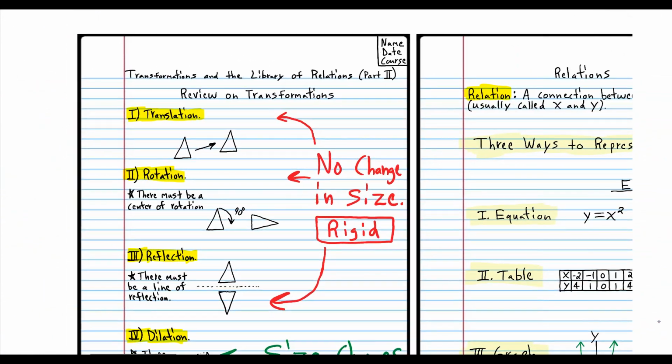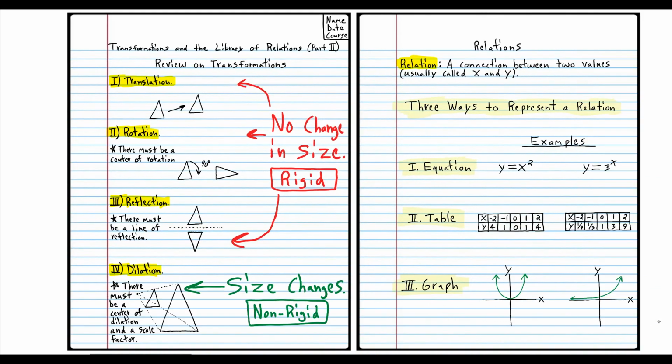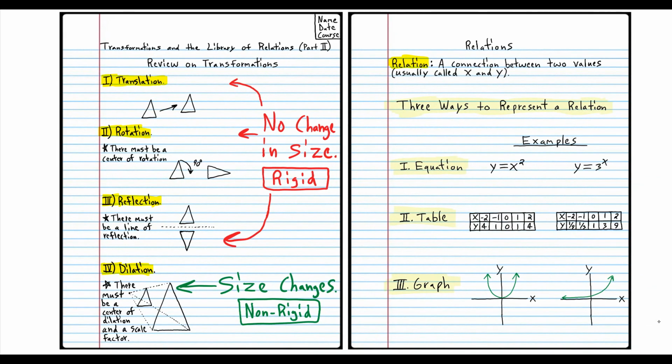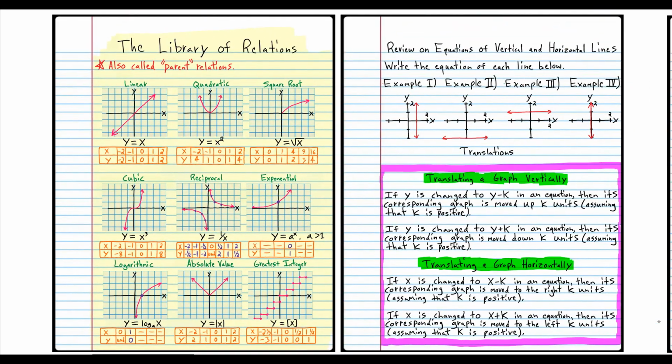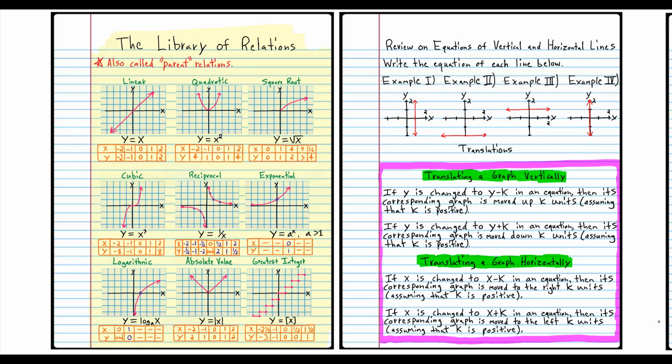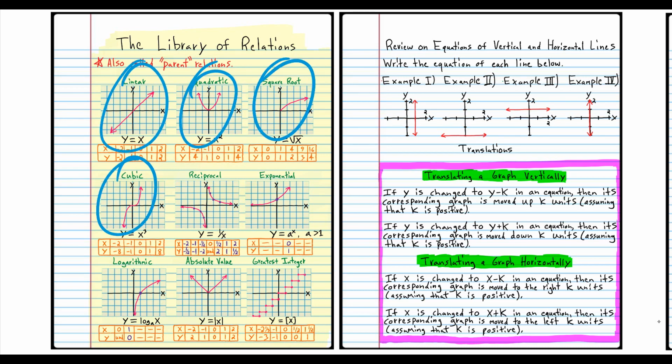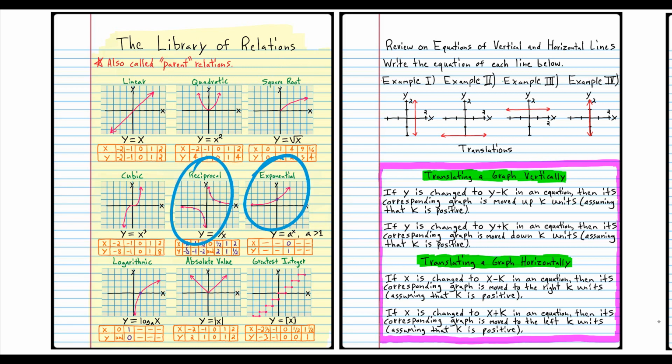In the previous class, we reviewed transformations at the left, and we introduced the idea of relations at the right. You can review this if you'd like. We also introduced the library of relations at the left, and we covered linear, quadratic, square root, cubic, and absolute value relations. Today we're going to cover three more relations: the reciprocal, exponential, and logarithmic.